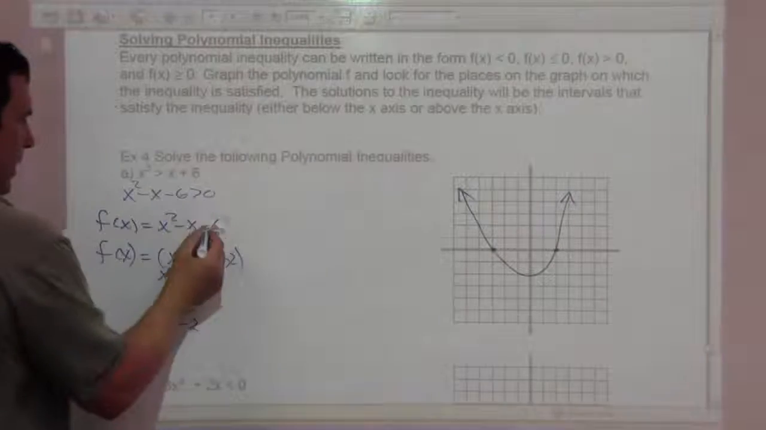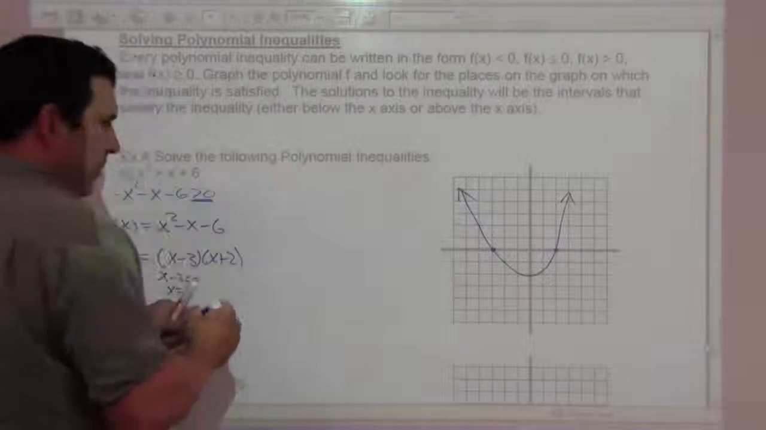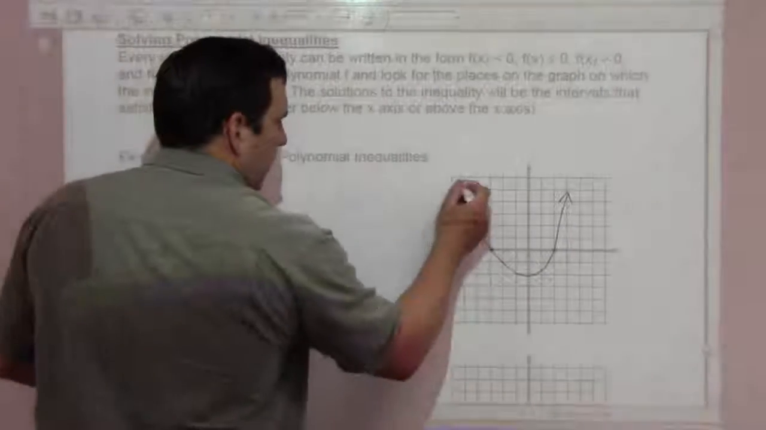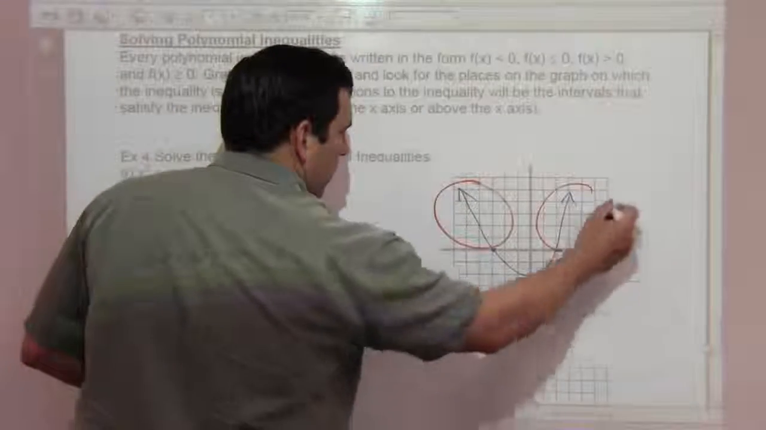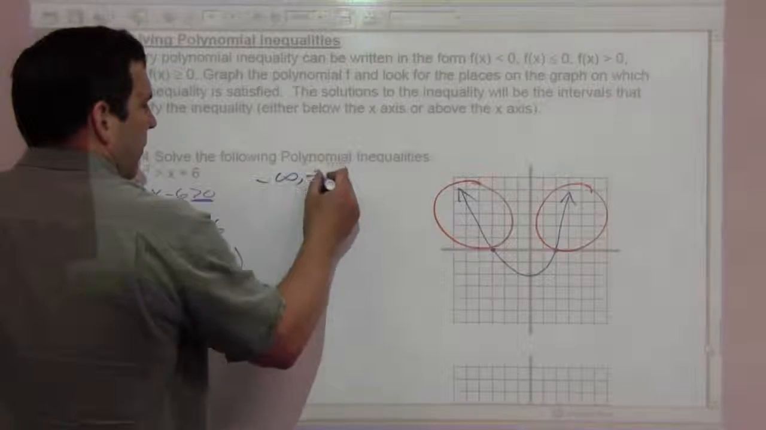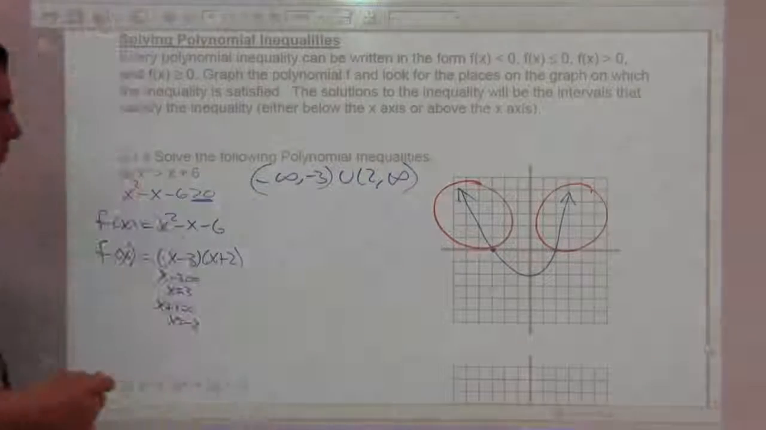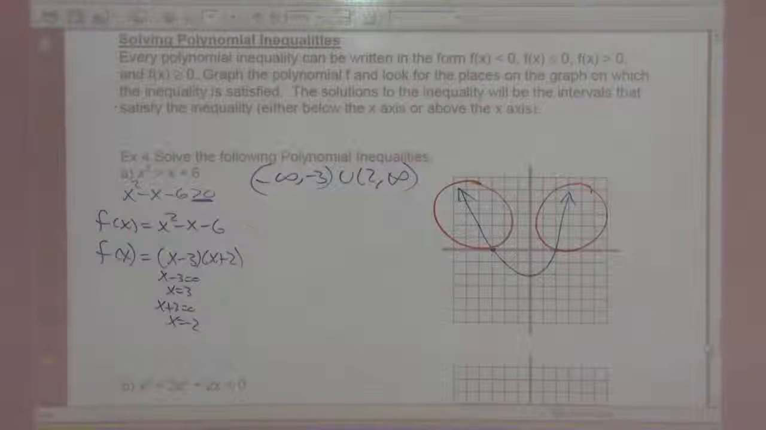So we're asking where is this going to be positive? Well, this is positive on this interval and here. So from negative infinity to negative 2, and then from 3 to infinity. Now there's another way to do the same problem. The table format.